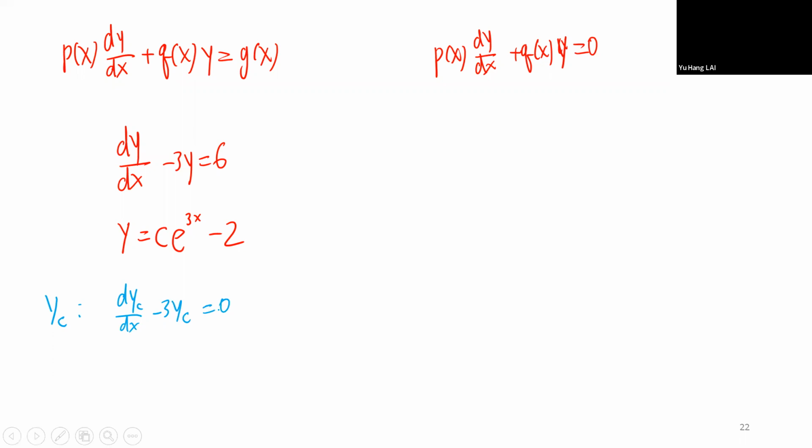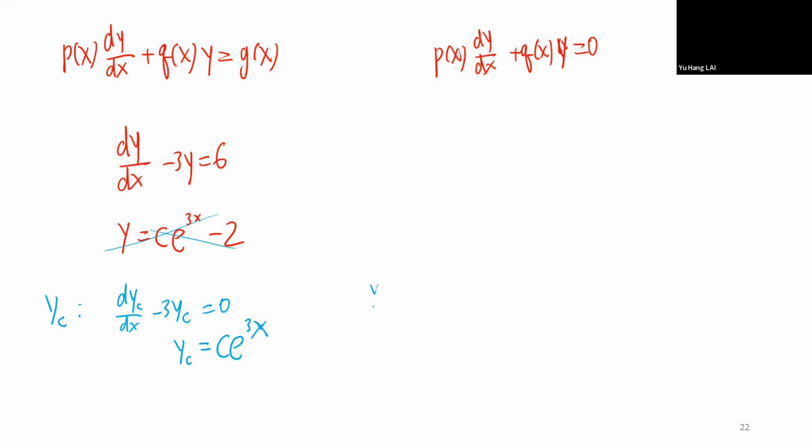and of course, this is very easy. This is just a separation of variables. So you find that the complementary solution is actually this one. When I'm doing this, just pretend that you don't know the final answer. Now the particular solution.